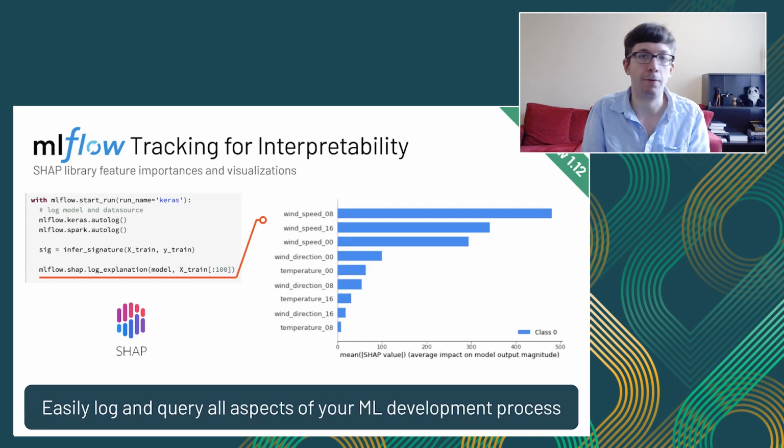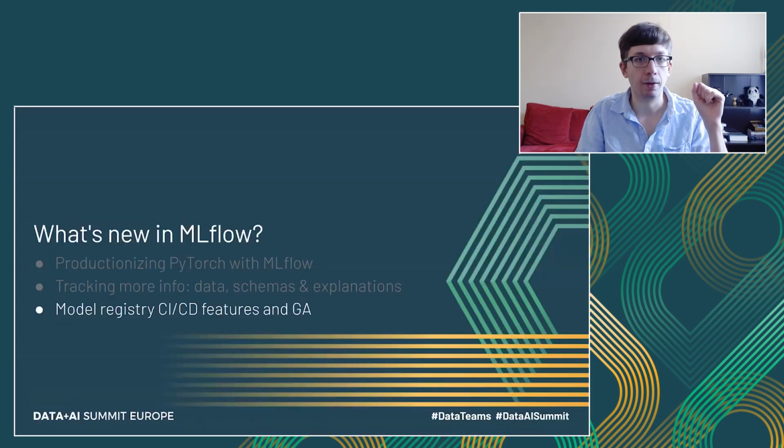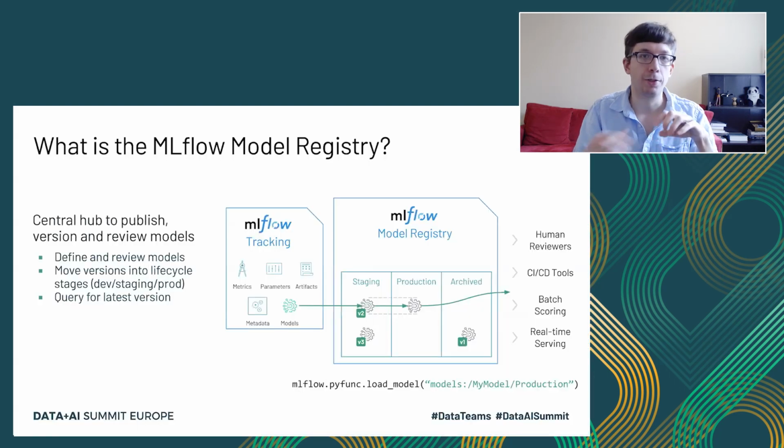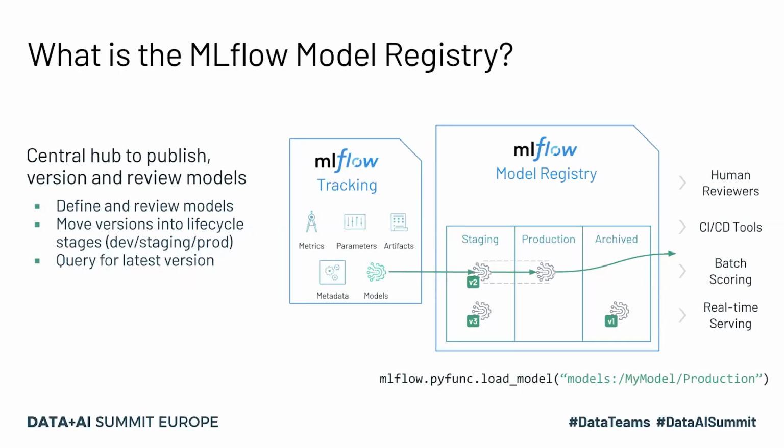So we're going to continue investing in this part of MLflow to let you easily build and monitor these production apps. And then the third thing I want to talk about is the Model Registry component, some exciting new features around continuous integration and deployment, and GA on Databricks. So the Model Registry, if you haven't come across it before, is this central hub that lets you publish, version, and review models, a little bit like a GitHub type system, but for your machine learning models.